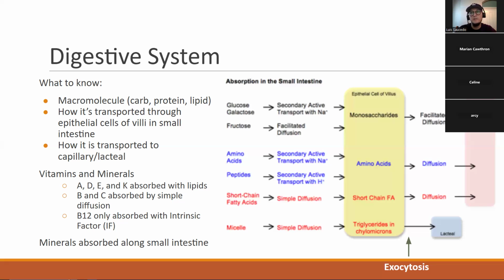And by minerals, we're talking about sodium, potassium, chlorides, all of your electrolytes, or any kind of metals that you might have, like iron. Those just get absorbed through the small intestine. No specific place where it actually gets absorbed. And also, again, if you have questions, just throw it in the chat or you can raise your hand.